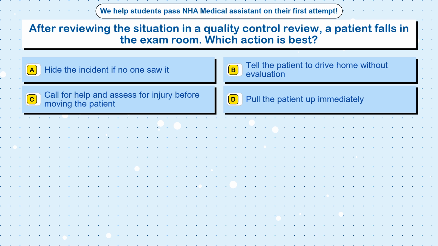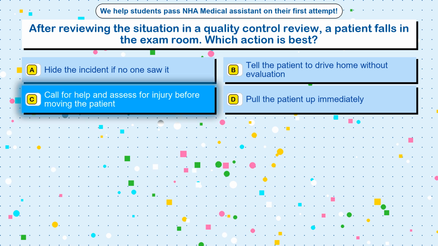Which action is best? Option A. Hide the incident if no one saw it. Option B. Tell the patient to drive home without evaluation. Option C. Call for help and assess for injury before moving the patient. Option D. Pull the patient up immediately.